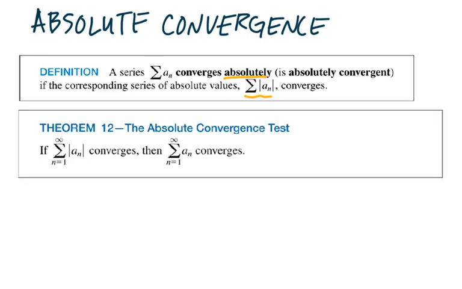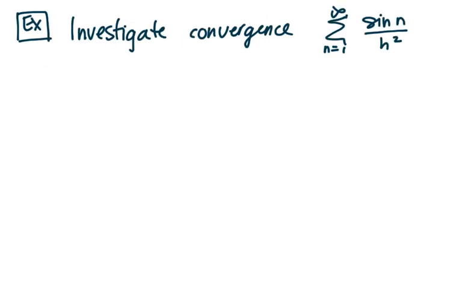And so we have a theorem that we can use, because if something converges absolutely, then we can say the series converges. So in essence, absolute convergence of a series implies convergence of a series. So let's look at an example. We're going to investigate the convergence of the series of sine n over n squared, from 1 to infinity.